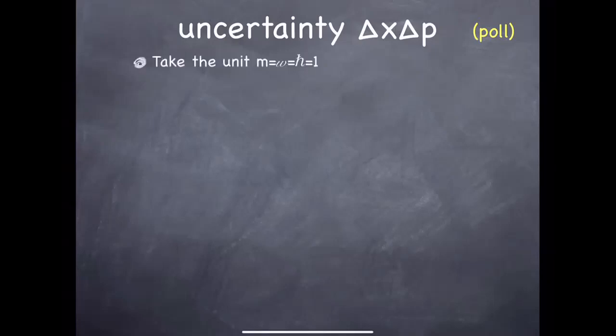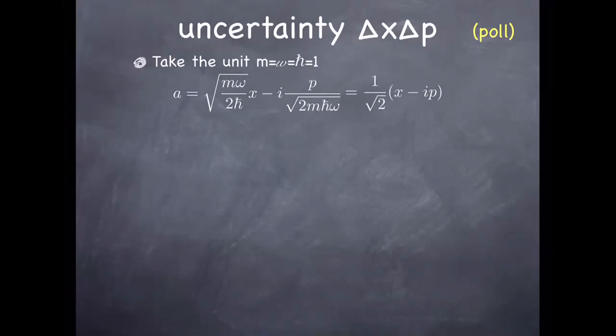So for the simplicity of algebra, I take the unit where all these parameters, m, omega, h bar, are 1. And that makes things very simple because if you look at this expression for annihilation operator, you take m to 1, omega to 1, h bar to 1. So that simplifies to just x minus ip over square root 2.